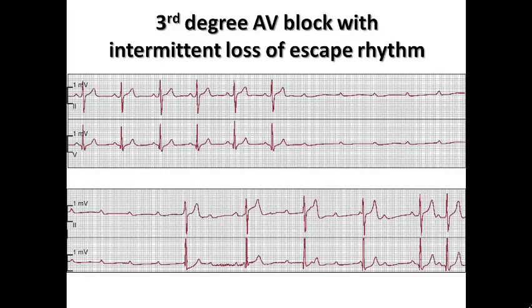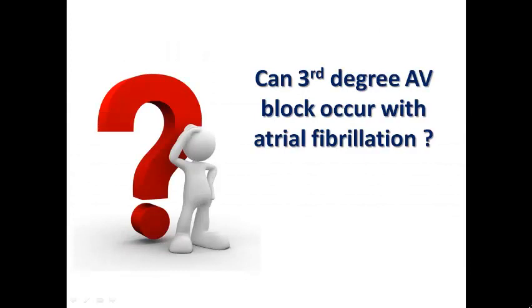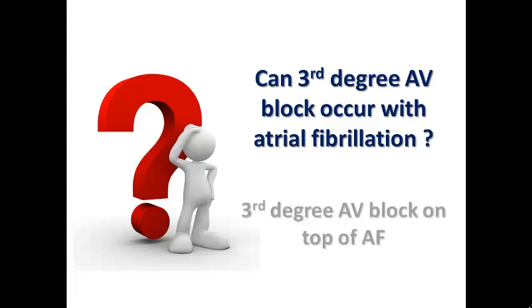So usually escape rhythm appears in middle age, but in very old age the patient may have complete loss of conduction, and there may be third degree AV block without any escape rhythm, as we can see here from this Holter tracing. And now we can have another question to ourselves in order to cover the topic of AV block. Can third degree AV block occur with atrial fibrillation?